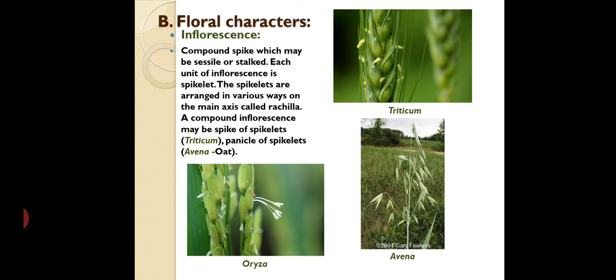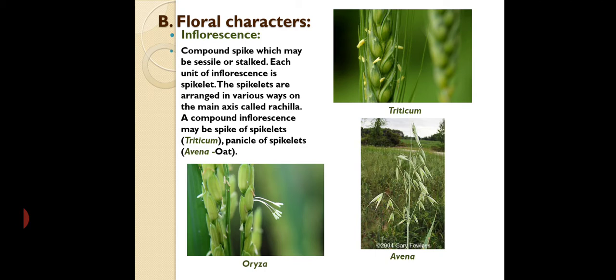First we will discuss the inflorescence. Here is a compound spike, which may be sessile or stalked. Most probably it is sessile. The spikelets are arranged in various ways on the main axis called the rachilla, and the diagrammatic representation is in the next slide.